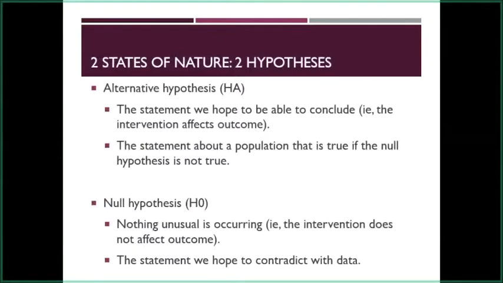Then we take that information and we work with our clinical collaborators to reframe that statement into what is called a statistical hypothesis. Okay, there are two hypotheses in the typical statistical framework. There is an alternative hypothesis and a null hypothesis, and these reflect two possible states of nature. What I mean by that is that only one can be true, and there is no third option.